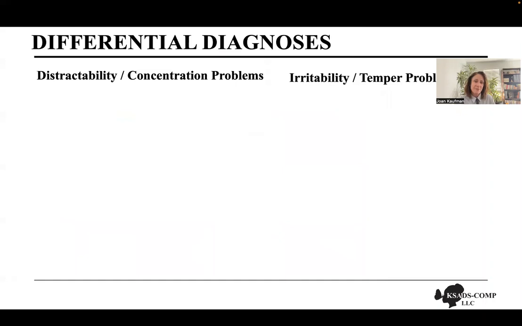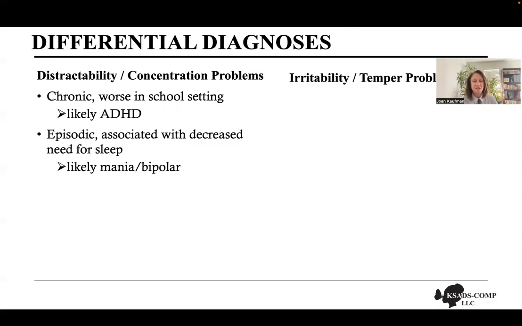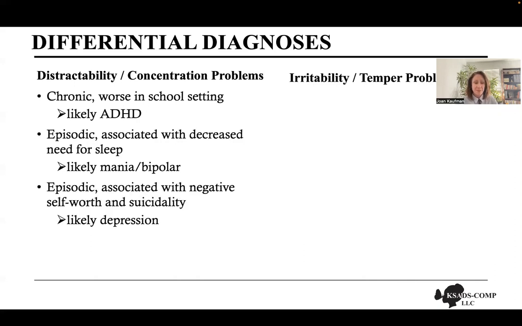As an example, let's think about differential diagnosis related to either distractibility or irritability. Distractibility: if the symptoms are chronic and worse in a school setting, likely ADHD. If they're episodic and associated with decreased need for sleep, it's likely mania or bipolar. If it's episodic and associated with negative self-worth, suicidality, or potentially insomnia, likely depression. Or if it's a new onset after a trauma, and there are also things like nightmares, likely PTSD. So the patterning of symptoms, whether they're episodic, and the setting are really key in helping us make proper differential diagnosis.